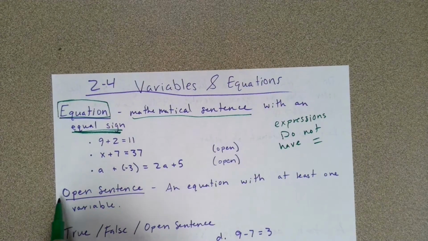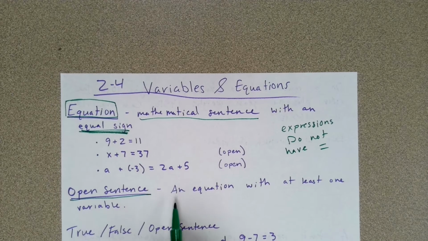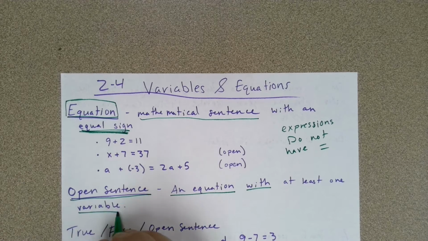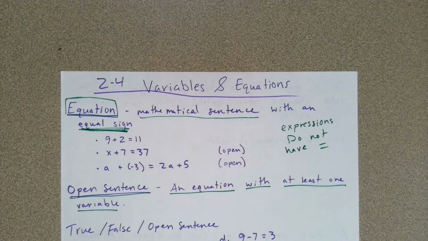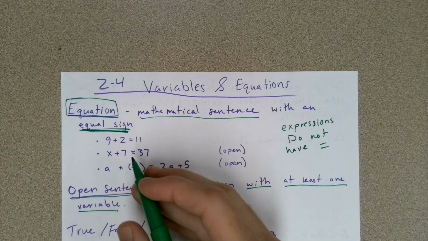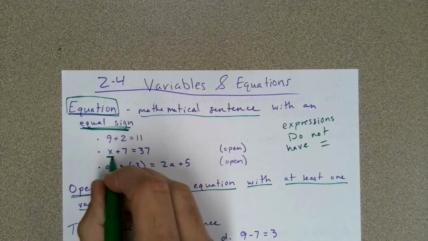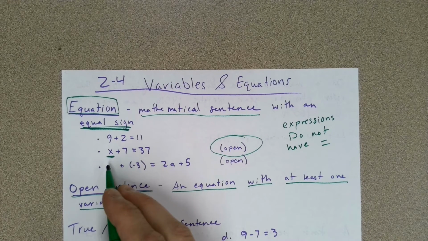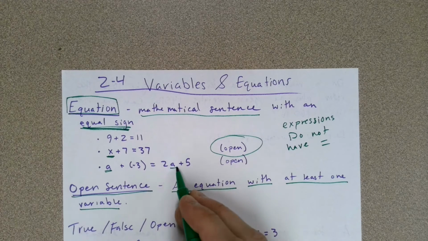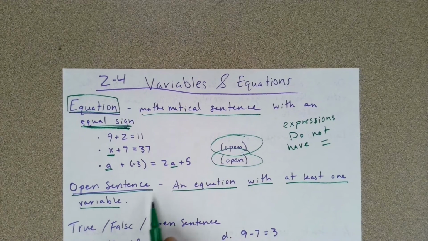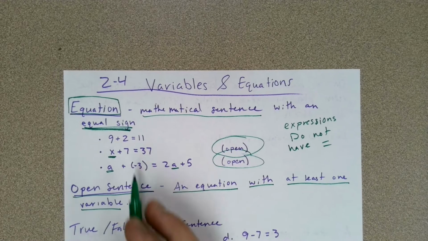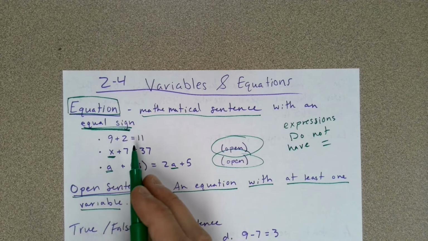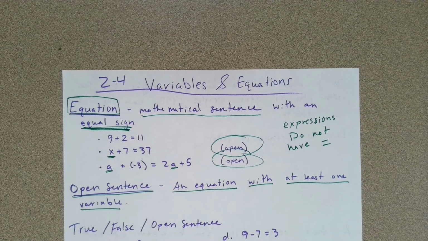Our next one is an open sentence. Basically, an open sentence is an equation with at least one variable. So if we look back up at our examples, I see our variable x here, so I know that this one is an open sentence. I see our variable a here. I know this is an open sentence. If we look at our first one, 9 plus 2 equals 11, those are all numbers. There's no variables. That is not an open sentence. Our second two both are.